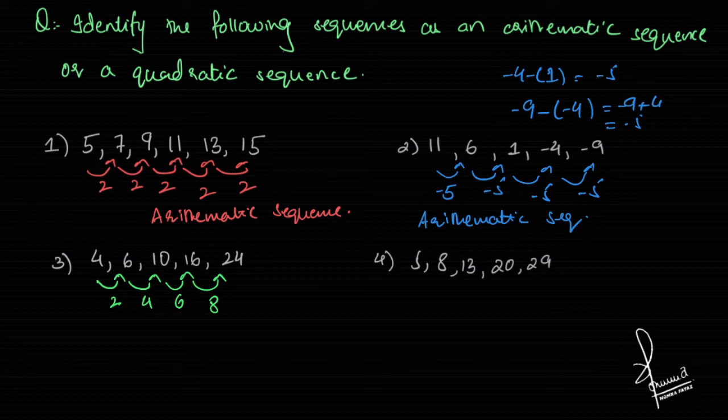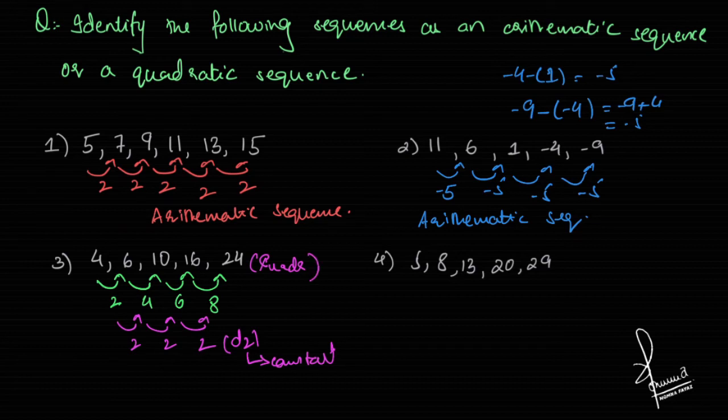Let's try to calculate the second difference. 4 minus 2 is 2. 6 minus 4 is again 2. 8 minus 6 is again 2. Now the second difference, which is d2, is constant. So this means this is a quadratic sequence.